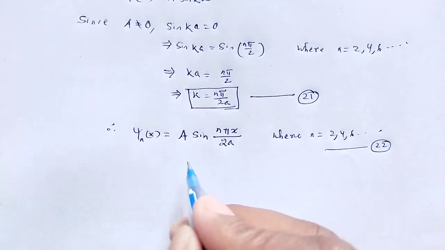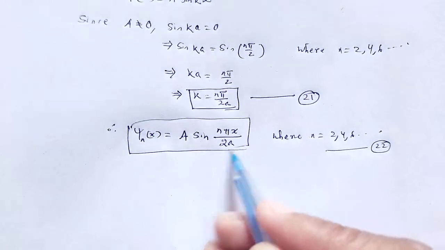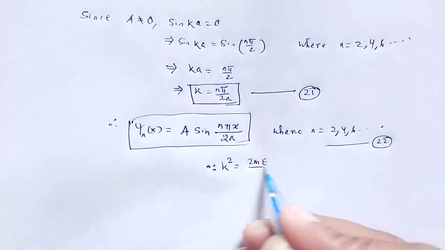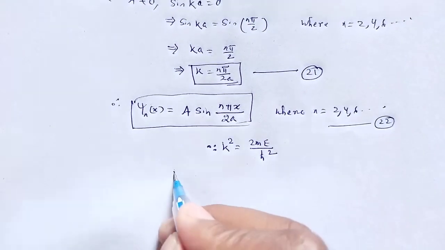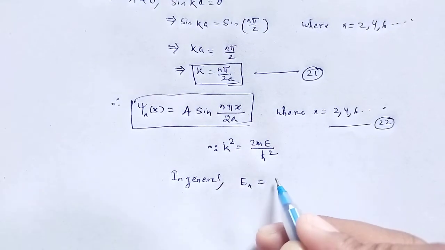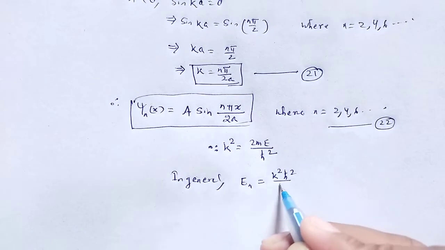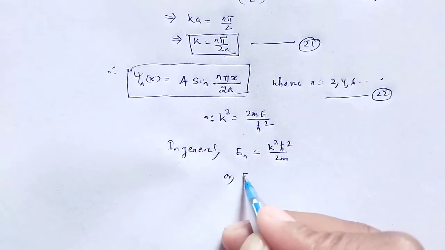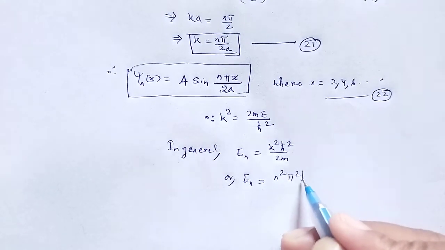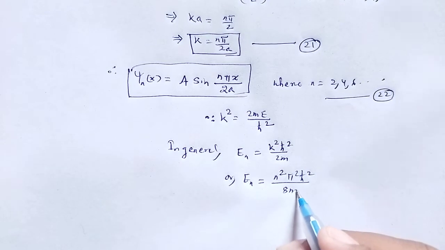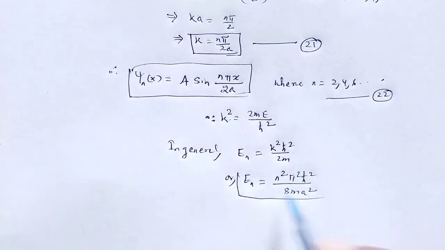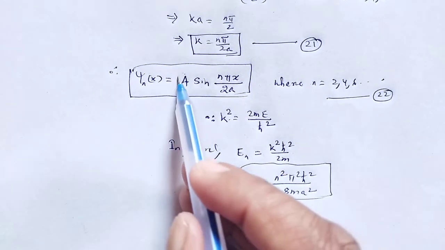And although we know k square is 2mE divided by h cross square, in general the energy term En, that is k square h cross square divided by 2m, is equal to n square pi square h cross square divided by 8 m a square. Just use the value of k here. This is the energy term, but our task is to get that arbitrary constant a.